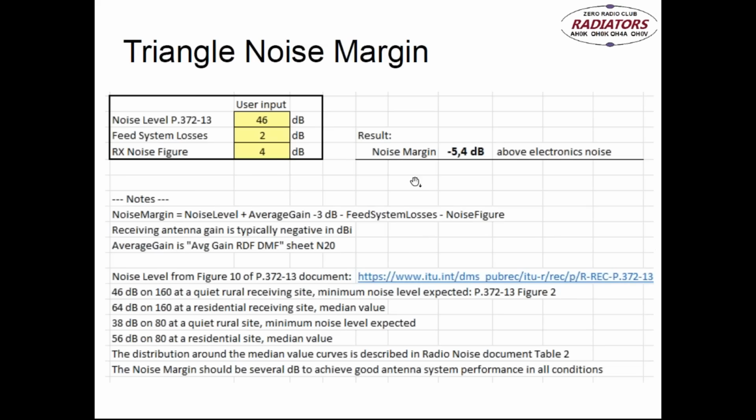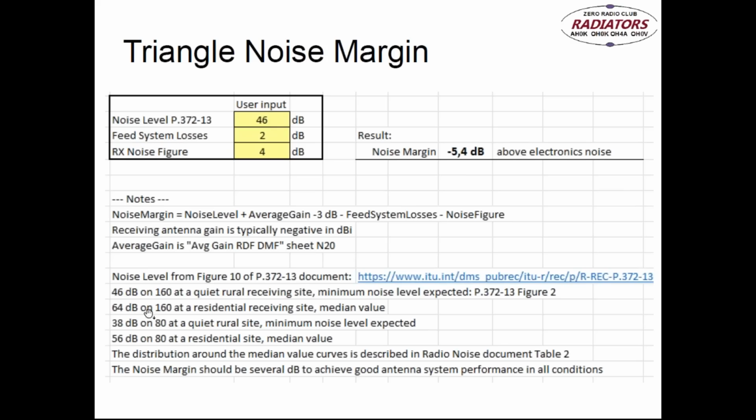The noise margin for this antenna at a quiet rural location, very far away, is going to be minus 5.4. I wouldn't worry too much about it, but we need to take into account that this noise margin should be positive at least by a few decibels, like I would say 5-ish. So this is like 10 decibels short of being a good antenna or perfect antenna at a very far away location.